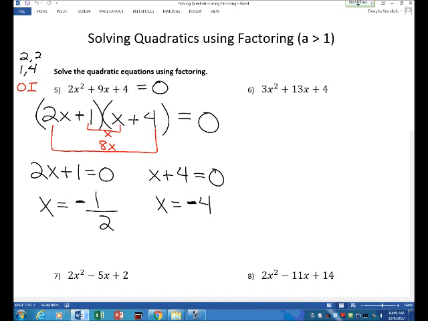Let's see. So over here on the left board as you walk into my room, 2x plus 1 equals 0, all right? If I were to solve this like you did in algebra 1, you move the 1 over, what does it become? How do I get rid of the 2? Divide by 2, and look at that. There's your answer.